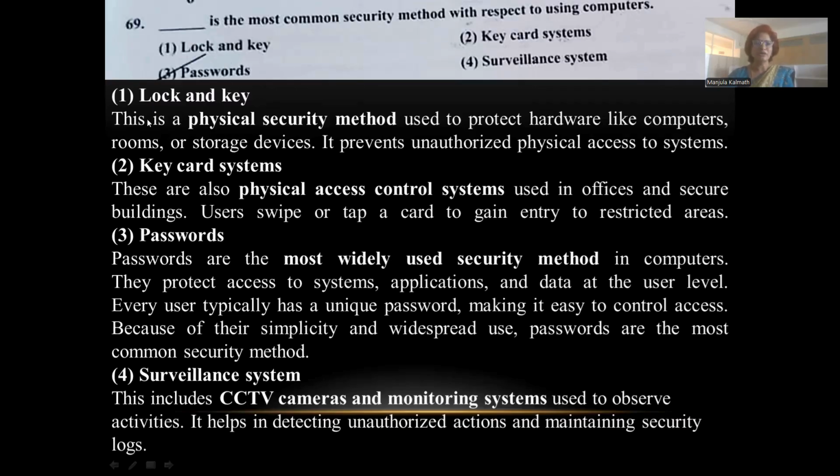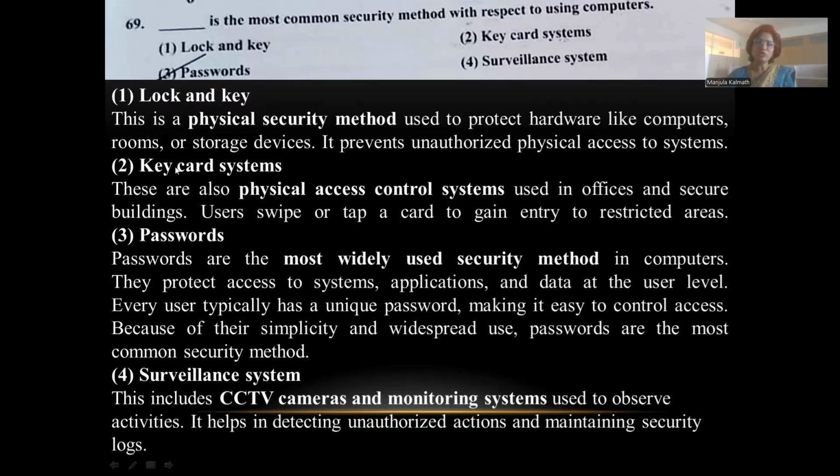First one, lock and key. This is a physical security method used to protect hardware like computer, room, or storage devices. It prevents unauthorized physical access to systems. If we need to access the physical component of the systems, then we have to go for the lock and key. We are not accessing the system here. We are accessing the physical components of the system.